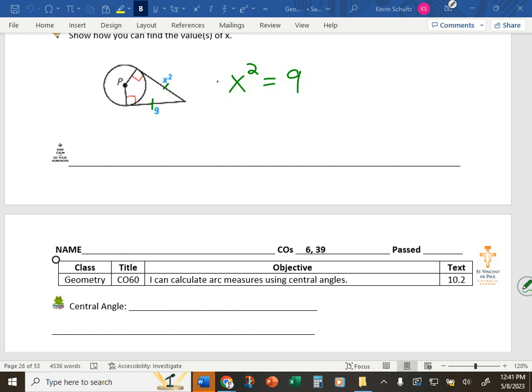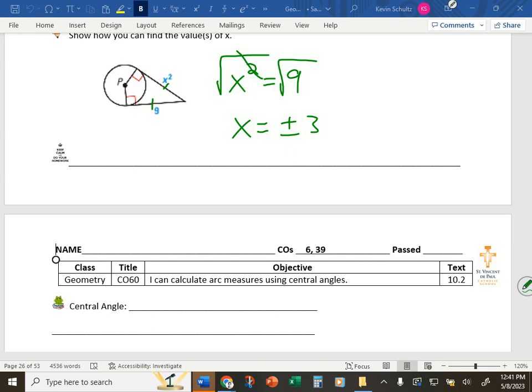When you root both sides, remember that you need to include that negative sign also. Because when you square negative 3, you get 9. When you square positive 3, you get 9. So you need to include them both.